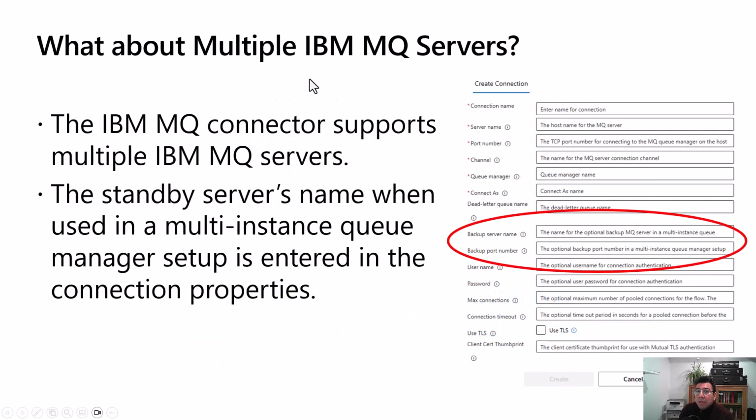Now, what about multiple IBM MQ servers? The IBM MQ connector supports multiple IBM MQ servers. This is fairly similar to the MIQM feature. We can have a backup server name and port number, and then upon the unavailability of one of the MQ servers, we can reach out to the next one. The standby server's name, when using a multi-instance queue manager setup, is entered in the connection properties, as shown in here.